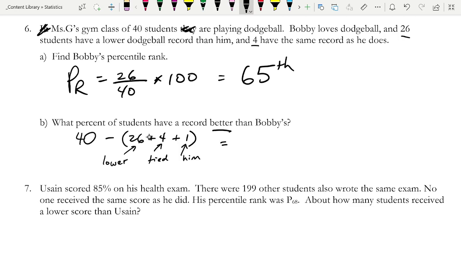26 plus 4 is 30. 30 plus 1 is 31. 40 minus 31 is 9. And it does say what percent, not how many. If it had said how many students, I'm done. But it said what percent.